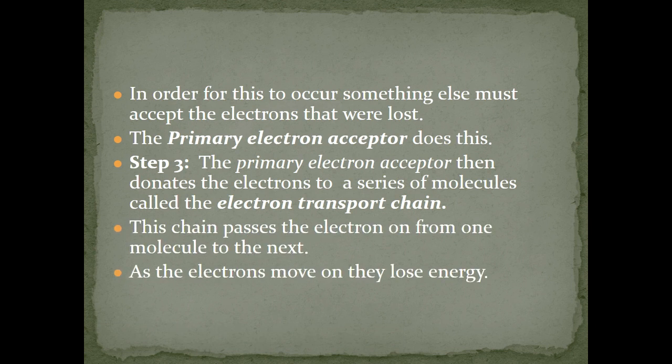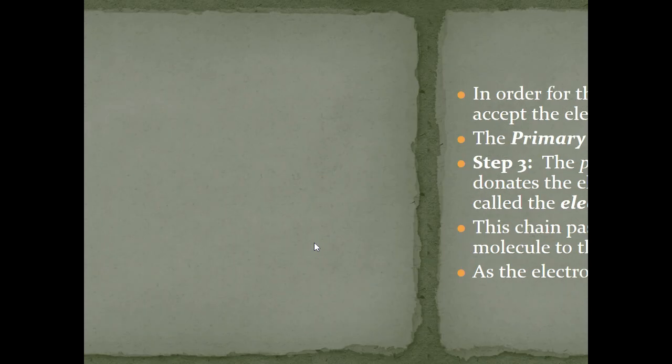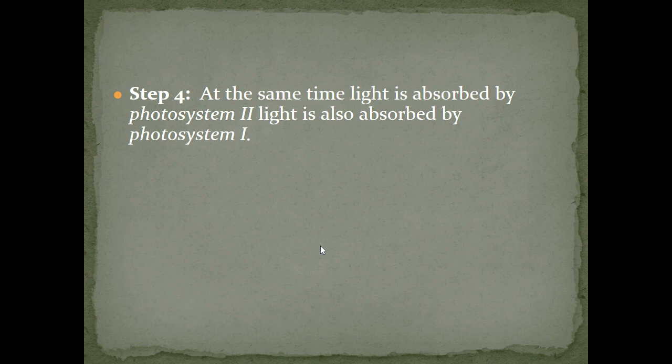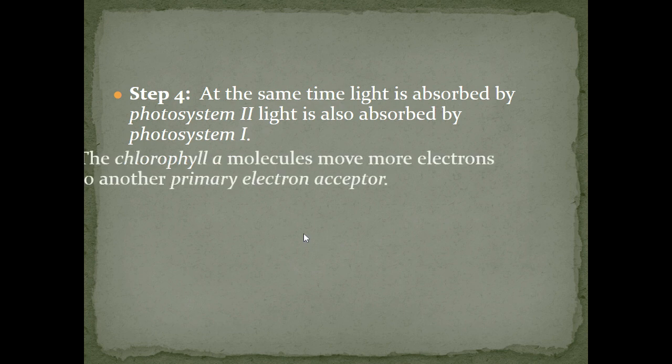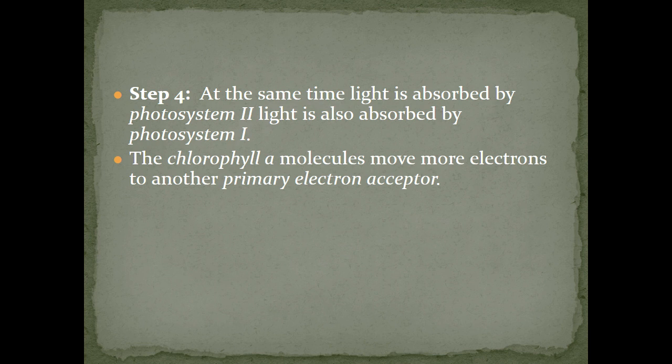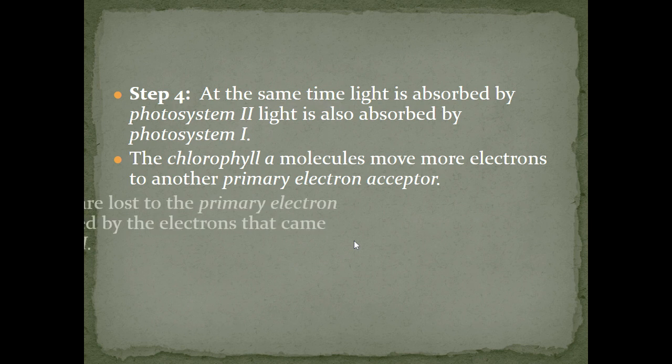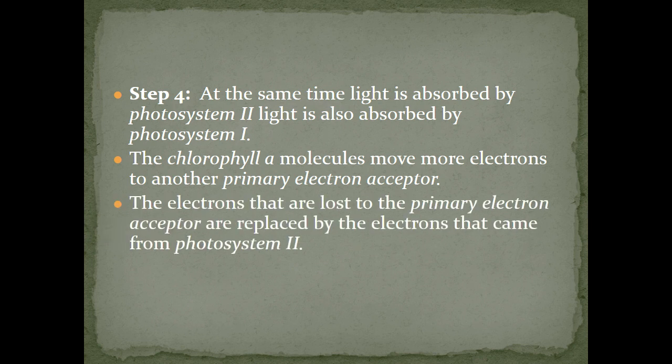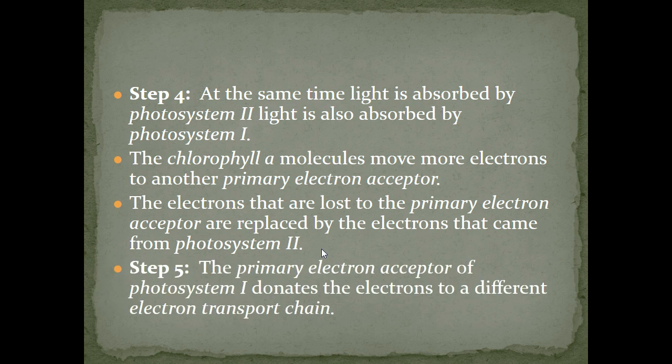The chain reaction passes the electron from one molecule to the next. As they move, they lose energy. So step 4, at the same time light is absorbed by photosystem 2, it is also absorbed by photosystem 1. Chlorophyll molecules move more electrons to a primary electron acceptor. The electrons lost to the primary electron acceptor are replaced by electrons that come from photosystem 2. So anything that is lost, you replace.